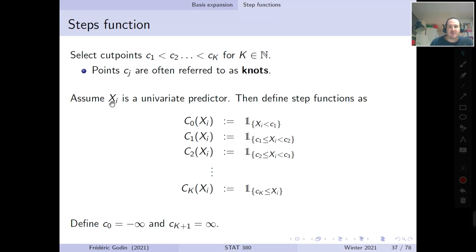And then to transform this original predictor into new predictors, you can define the following new predictors. C0(xi) is an indicator which is worth 1 if xi is smaller than C1 or 0 otherwise. Then C1(xi) would be a predictor which is worth 1 if xi falls between C1 and C2. C2(xi) would be a predictor which is worth 1 if and only if xi falls between C2 and C3, etc. until CK(xi), which is worth 1 if and only if xi is greater or equal to CK. And for convenience of notation, let's just define C0 being minus infinity and C(K+1) being infinity. Okay, so this is just to make the notation more convenient in what follows.